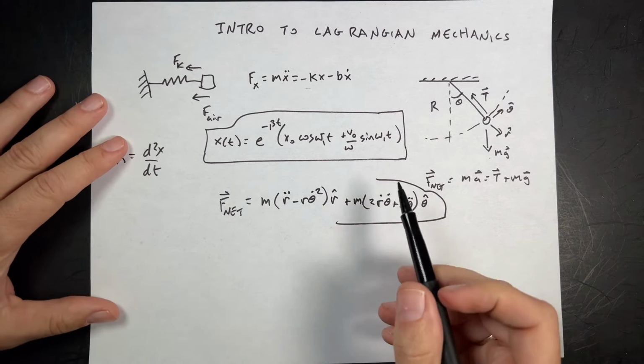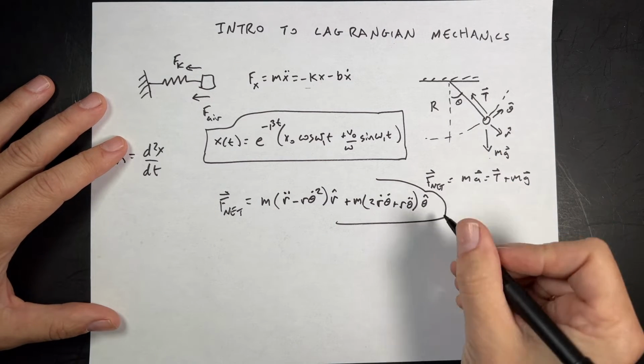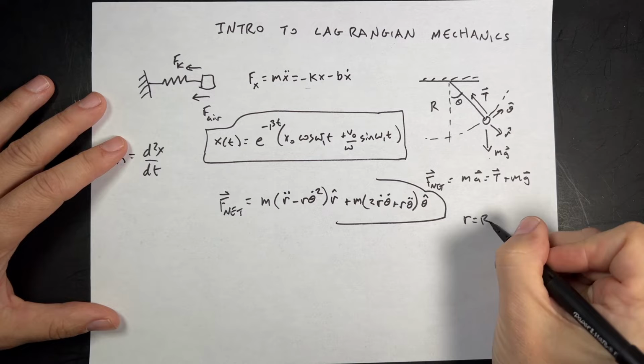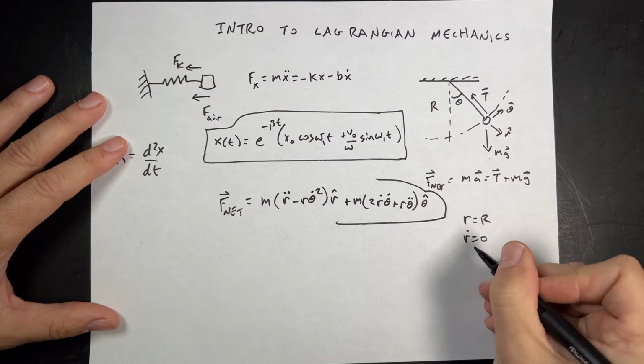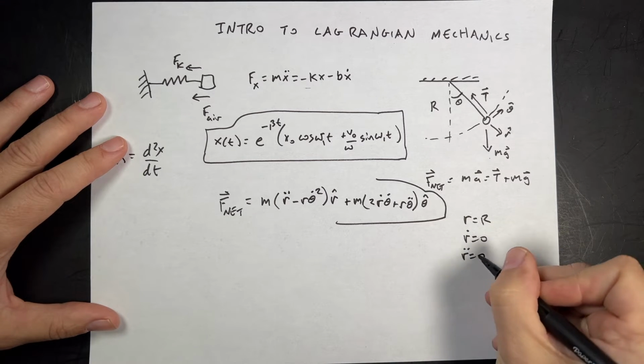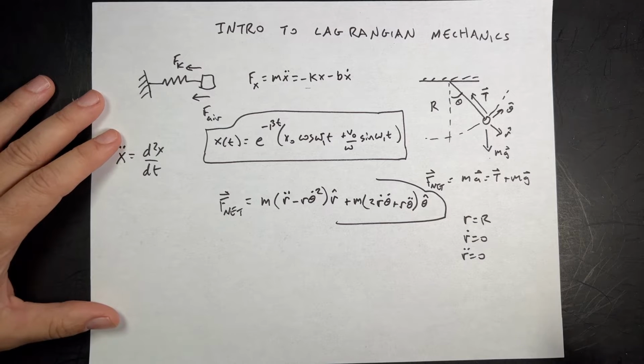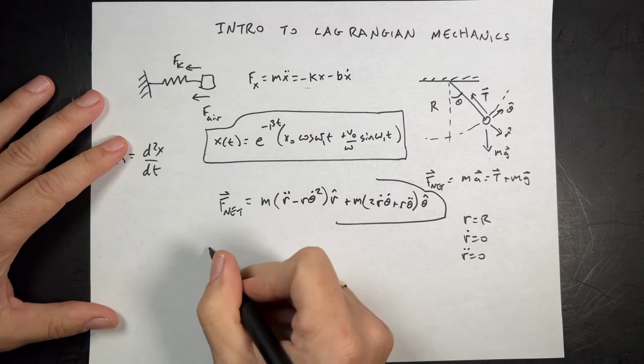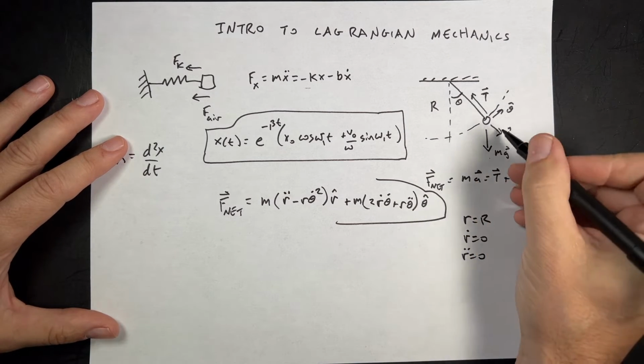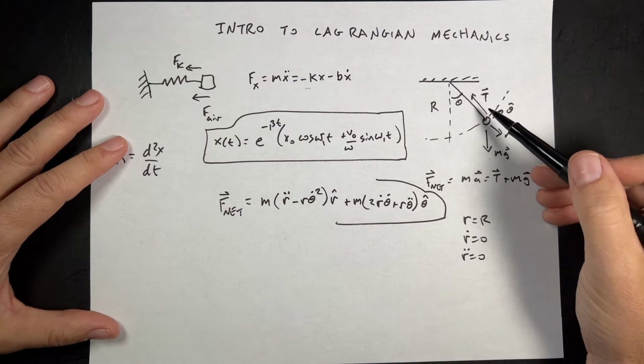And the nice thing here is that if this moves in a circle, then r is some constant: r dot equals 0, r double dot equals 0. So I actually can do this problem. I only have a force in the theta direction that matters, so the tension just falls out. I don't even need it.